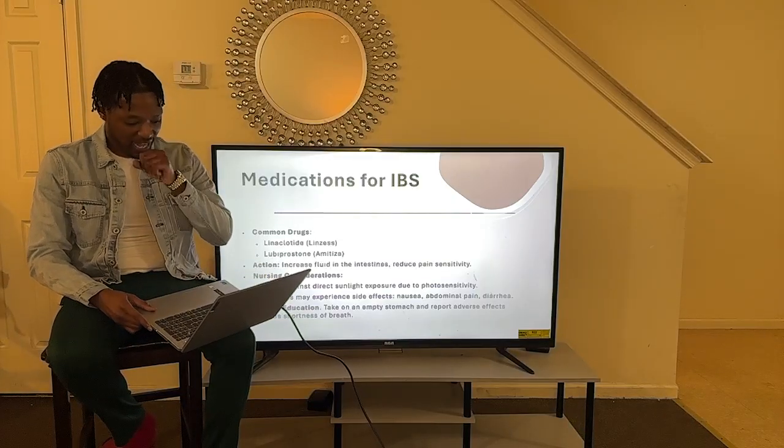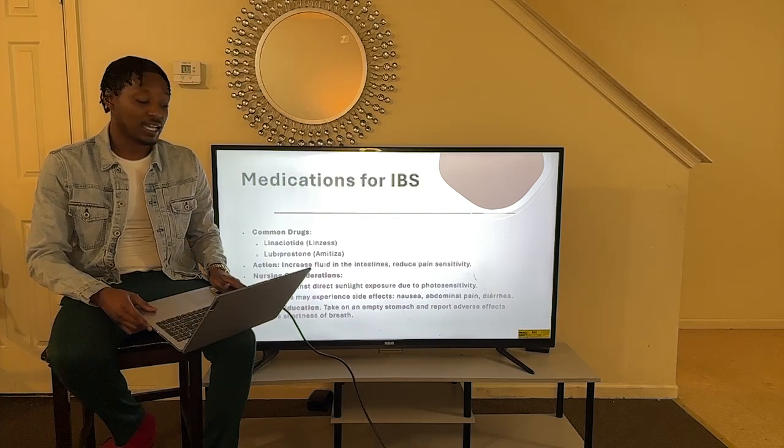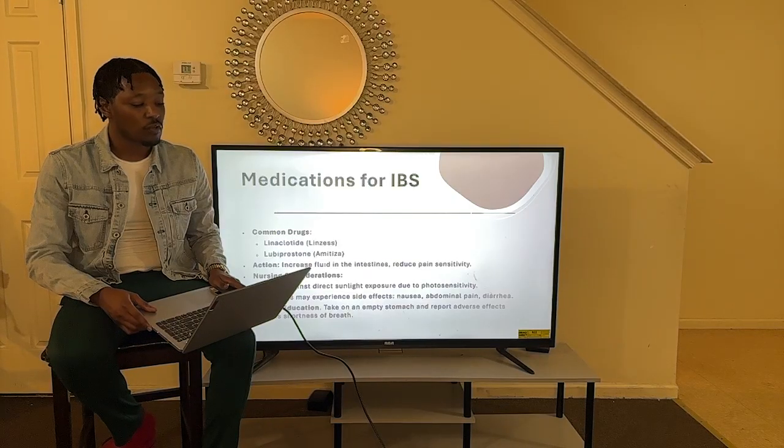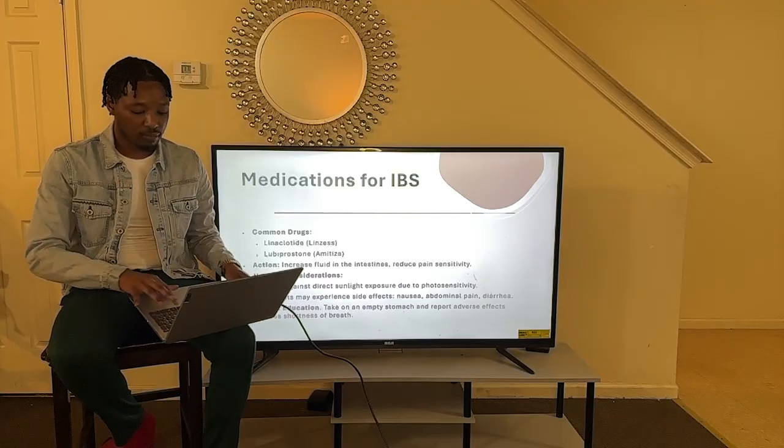The actions of these drugs include to increase fluid in the intestines and reduce pain sensitivity. Some nursing considerations would include to warn against direct sunlight exposure due to photosensitivity. Patients may experience side effects including nausea, abdominal pain, diarrhea. For patient education, you would want to take these drugs on an empty stomach and report adverse effects such as shortness of breath. Very important, you want to report those things to your provider.